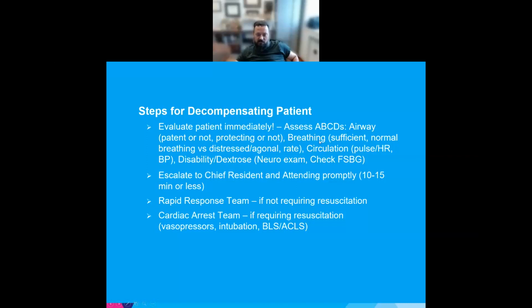So that's the first thing. The next thing is to look at their breathing. Is it sufficient? Is it normal breathing, or is it distressed or agonal breathing? Get a sense of the rate because in a lot of patients that are having a respiratory issue, if their airway or breathing are compromised, you might be able to rescue them just by doing bag mask ventilation.